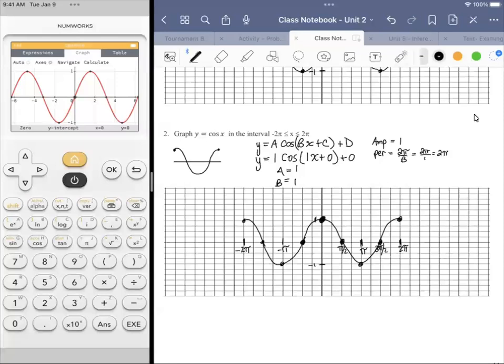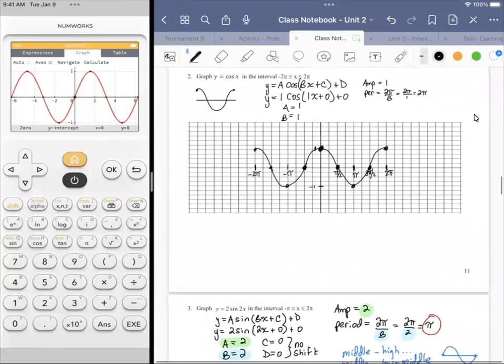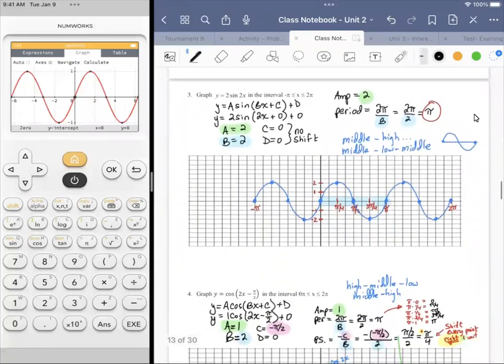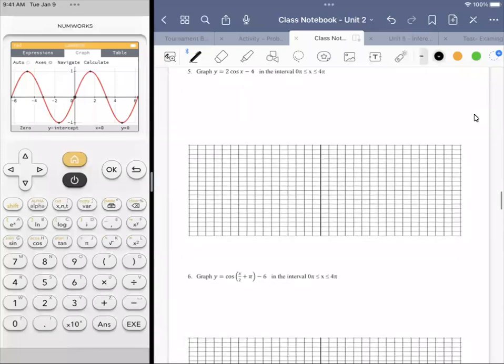And that's a cosine wave over the interval of negative 2 pi to 2 pi. So that, I don't want to say it's easy, but it's easier than if you have a phase shift or a vertical translation. So we got to tackle that now. So we're going to hop on up to page 13.